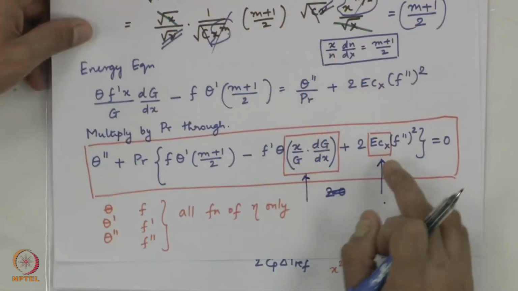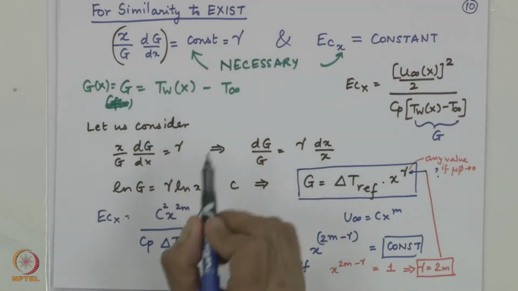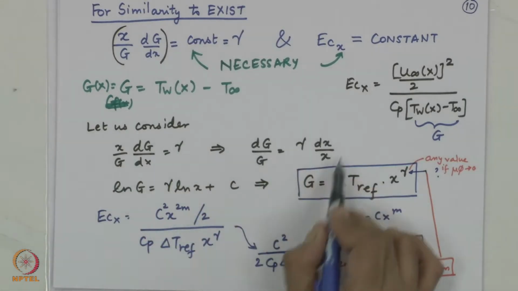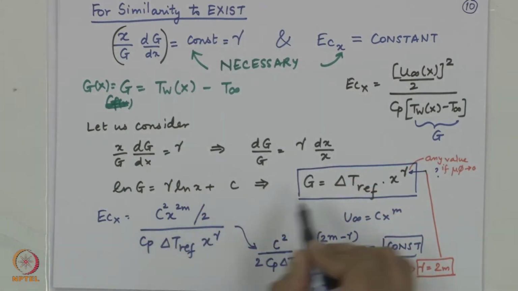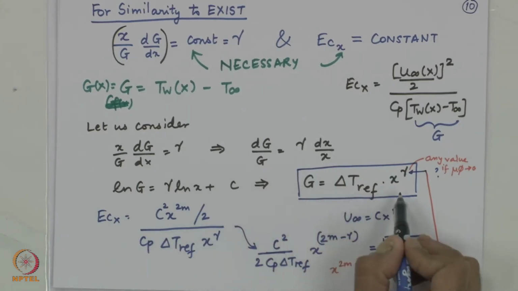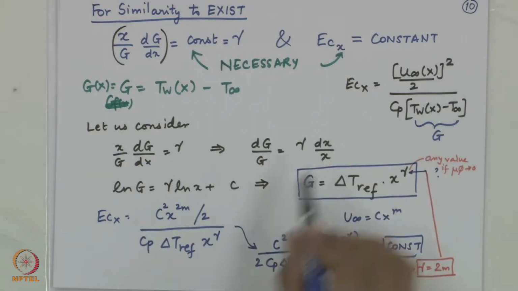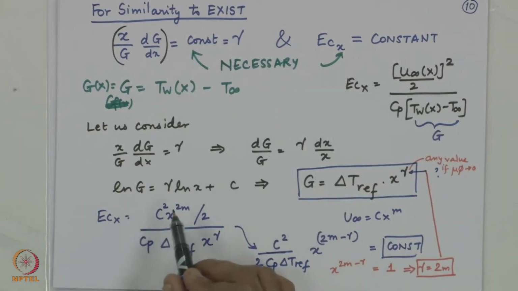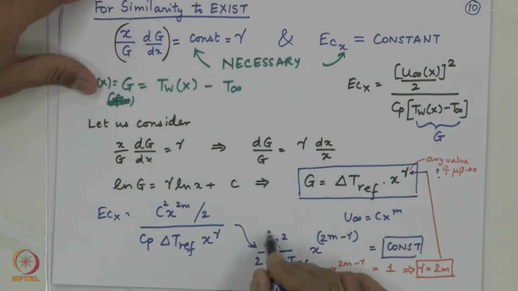Therefore we said x/g dg/dx and the Eckert number both should remain constant. We call this gamma, and we wrote g of x this way. So let us consider x/g dg/dx equal to gamma. We did the mathematical manipulation of separating the variables, and we said g is equal to delta T reference x to the power gamma. We looked at the Eckert number. This is half u infinity squared, which is half of (c x to the power m) squared, which is c squared x to the power 2m, over c_p delta T x to the power gamma. When we simplified, we came up with this form.